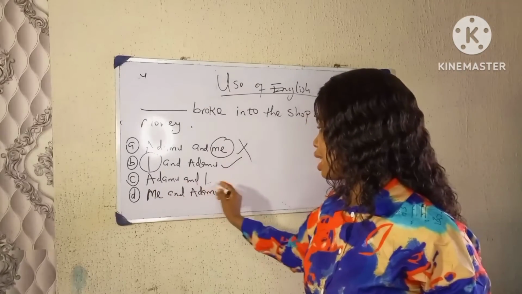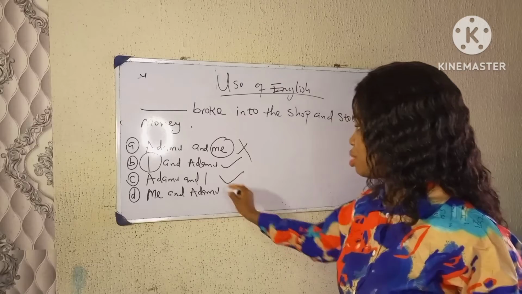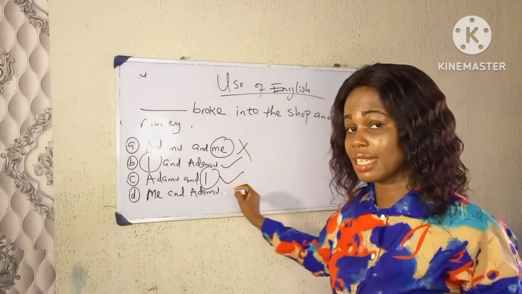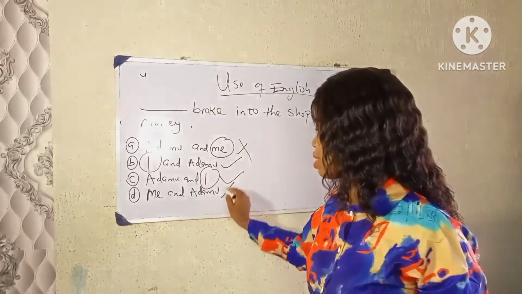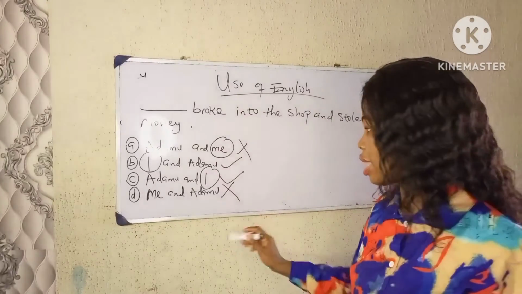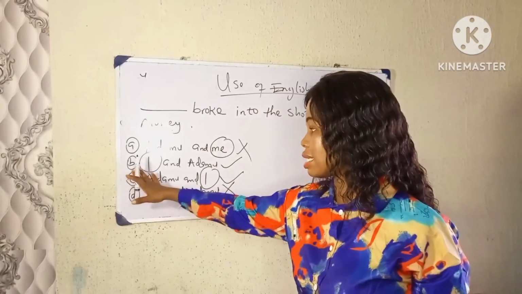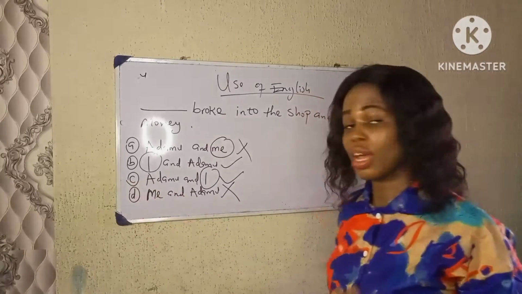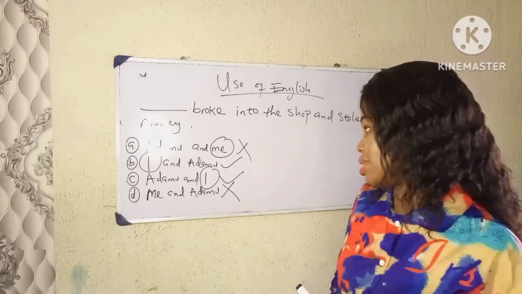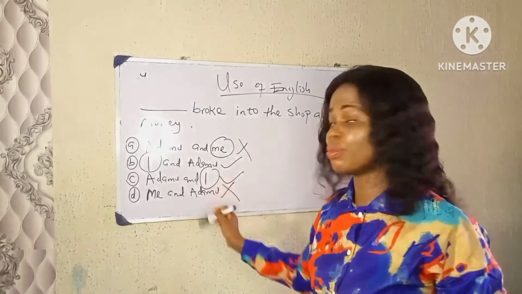Now we have C, Adamu and I. This one is also likely going to be the correct answer because it contains a subject pronoun. Now this one is absolutely wrong. So we are left with options B and C. Now which of these is correct? I and Adamu, or Adamu and I?